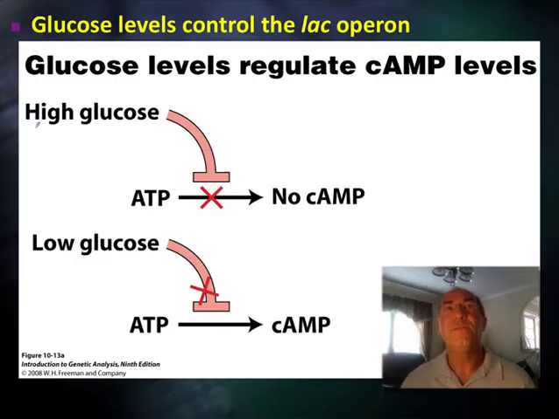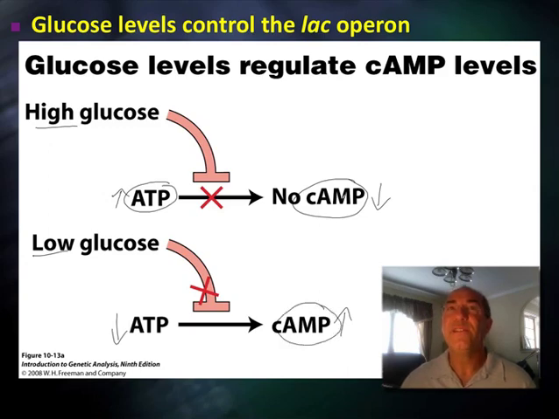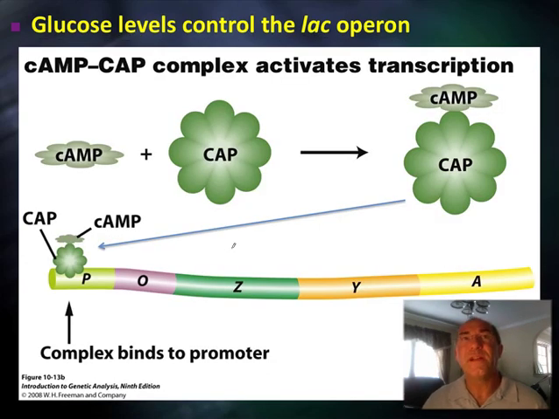So if there are high levels of glucose in the cell, you're going to have high levels of ATP, which means you're going to have low levels of cyclic AMP. The converse is also true. If you have low levels of glucose, you will have low levels of ATP, but very high levels of cyclic AMP. And so it is this cyclic AMP then that indicates the level of glucose in the cell. So we can use these levels to establish diauxic growth. So we're going to introduce another set of molecules involved in diauxic growth.